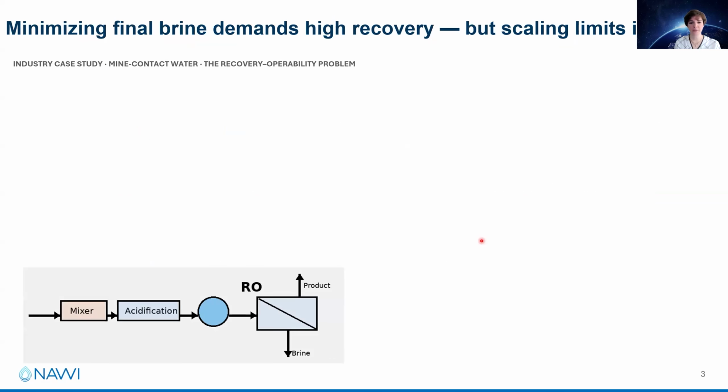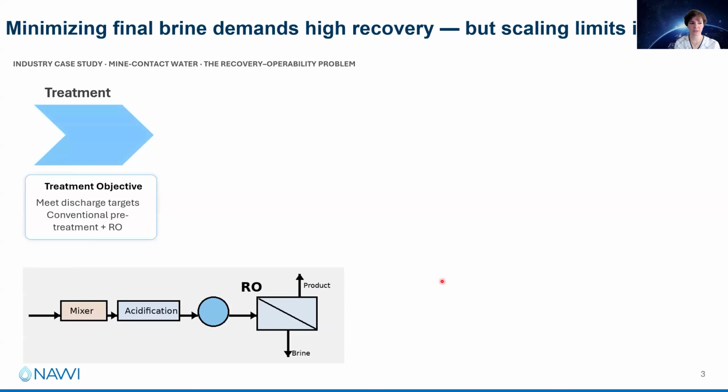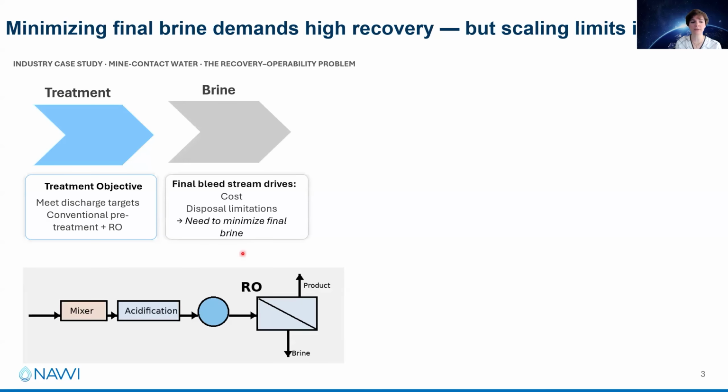So I start with the process treatment train that we are going to model. The water that is going to be treated is a mine contact water, and the process is established. It starts with some pre-treatment acidification and goes to some reverse osmosis filtration, and it meets discharge target. But the main problem is the bleed stream that is left.